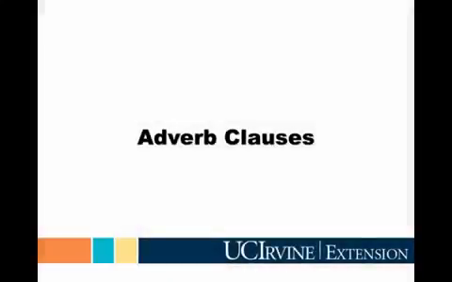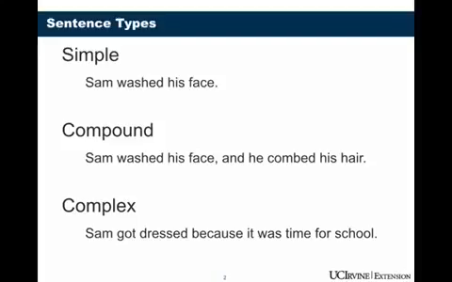This lesson is about adverb clauses. Remember that a simple sentence just has one independent clause. A compound sentence has two independent clauses joined by a comma and a conjunction. And a complex sentence has one independent clause and one or more dependent clauses. We're looking at complex sentences in this lesson.